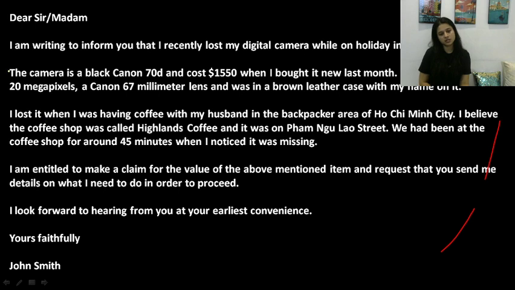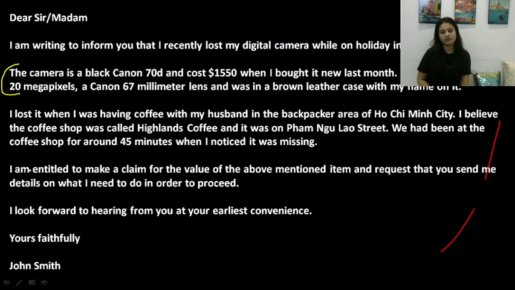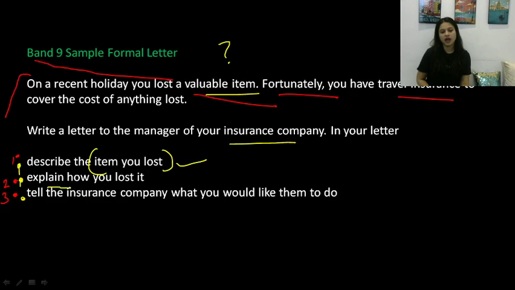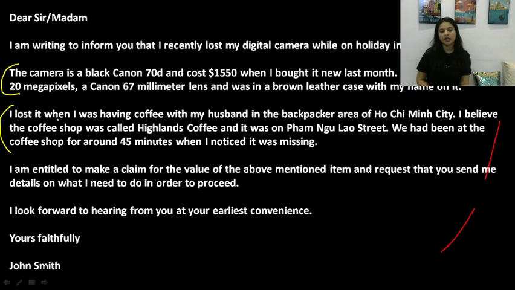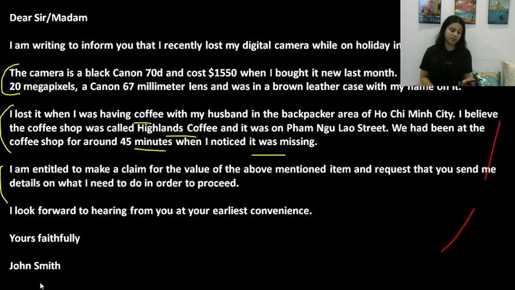So in the first paragraph, you are explaining point number one, describe the item. Then in the second paragraph, you are explaining how you lost it. I lost it when I was having coffee at Highlands Cafe, 45 minutes later I noticed it was missing. Now in the third one, you are explaining, tell the insurance company what you would like them to do. So आपको result क्या चाहिए, आपको help क्या चाहिए, आप क्या चाहते हो आपकी insurance company क्या करे, ठीक है? तो थर्ड पैराग्राफ में आप ये कर रहे हो.